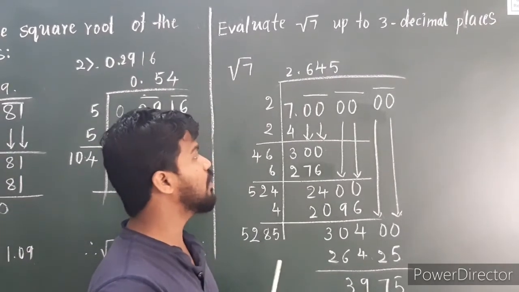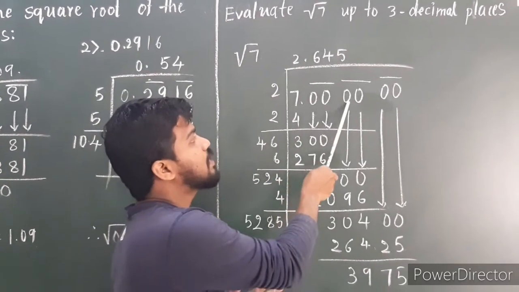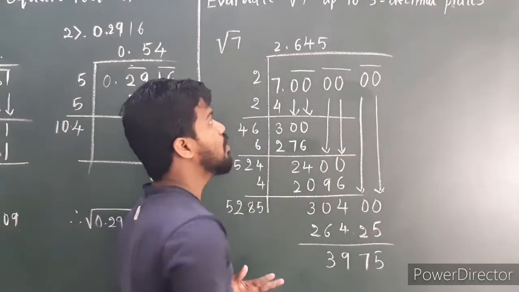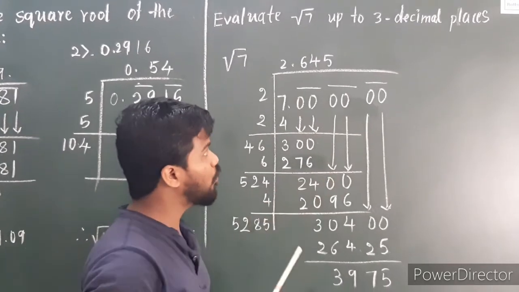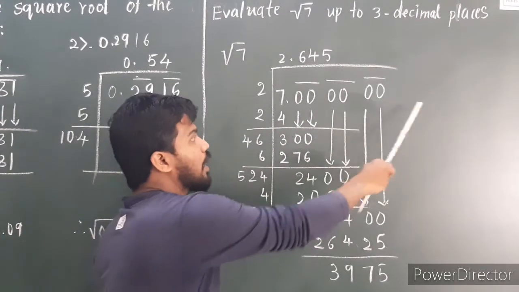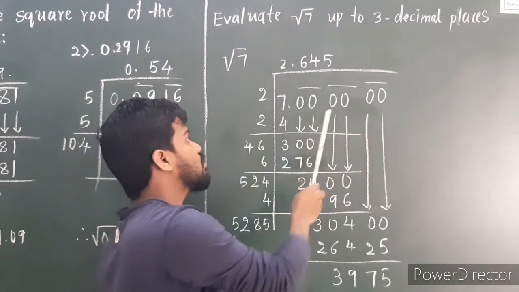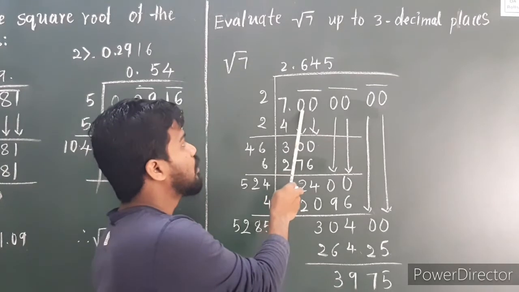Since you want 3 decimal places, you write 7 after 6 zeros. Suppose you want 2 places, you take only 4 zeros. Suppose you want 4 places, you take 8 zeros. Like that. Here they want only 3 places, so you take 6 zeros. So I take it here 7 0 0 0 0.